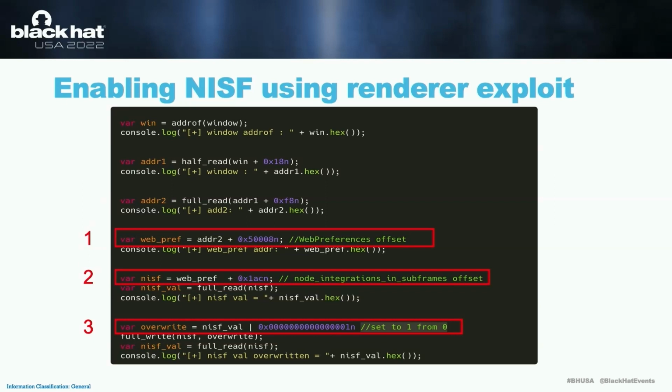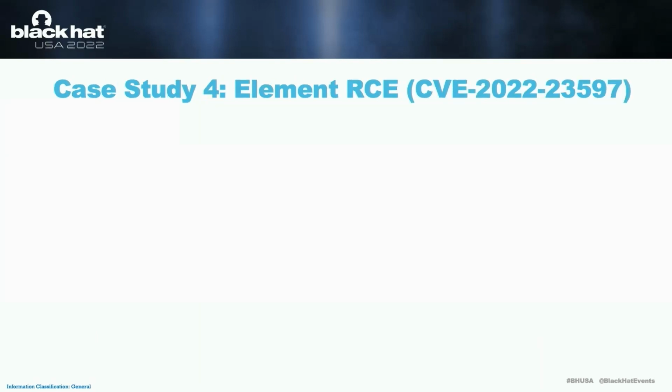So first of all, we leak the address of window in the memory. We add an offset to get access to web preferences. We add an offset to node integration in subframes, and then we flip it from 0 to 1 to enable it. So these are the changes you would make to your V8 exploit in order to perform this attack. So let's look at the real-world case which we found in the Element app.